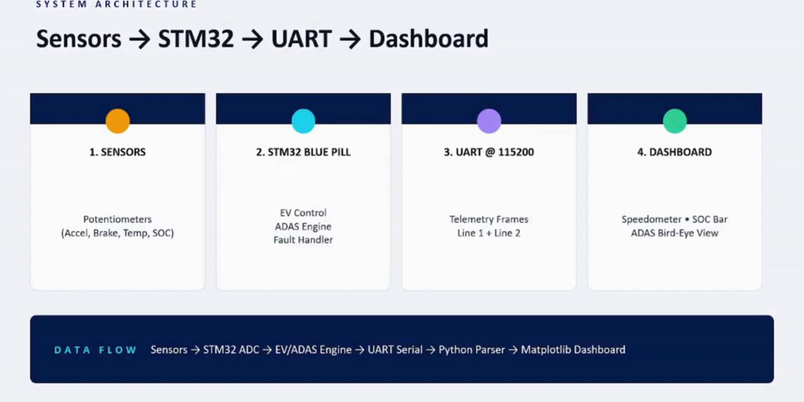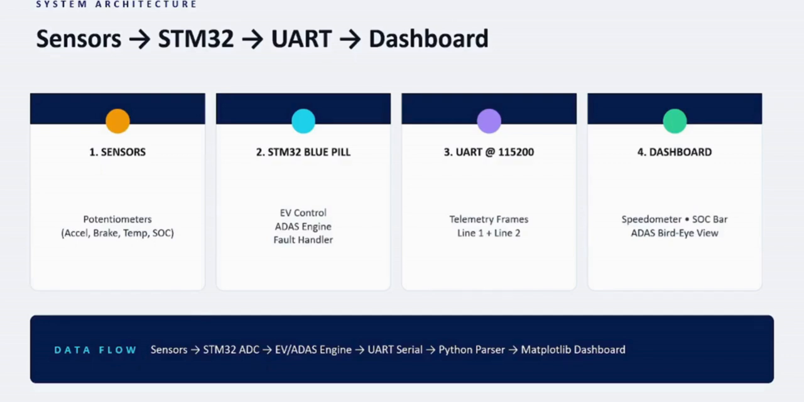This slide explains the overall architecture of my project. The project consists of four main stages. The first stage is the sensor section. Here, potentiometers are used to simulate the accelerator pedal, brake pedal, motor temperature, and battery state of charge. Ultrasonic sensors are used to measure the distance between the vehicle and nearby obstacles.